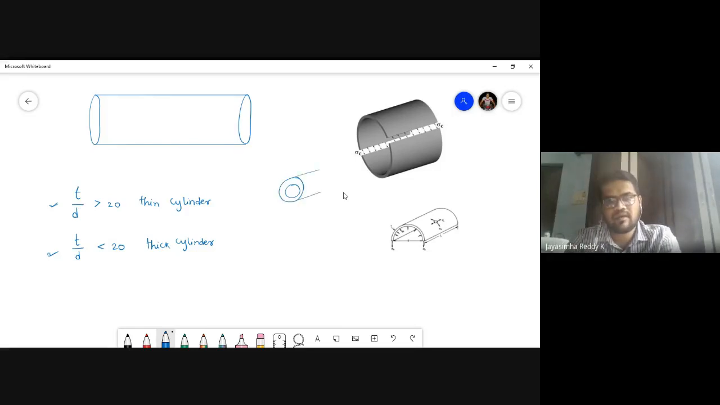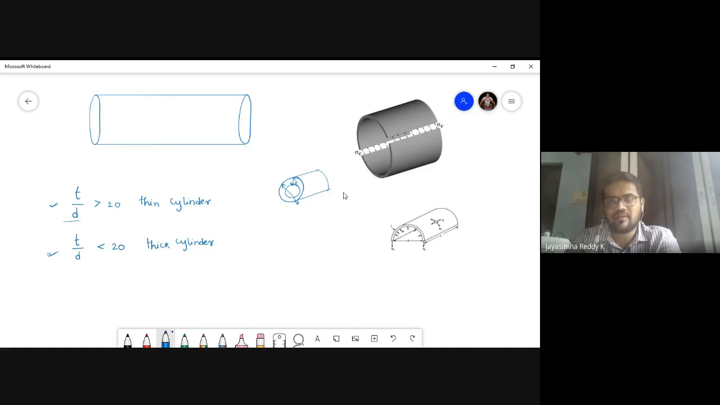It will be like this. So this is thickness, right, students? This will be thickness. So if this thickness to diameter ratio is greater than 20, then we call it a thin cylinder.